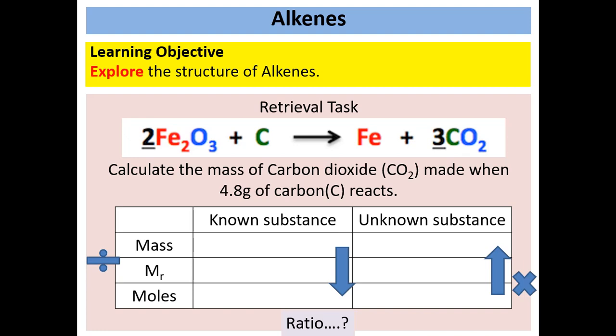So you've got your balanced equation above, and I want you to, using the same method that we used last time, calculate the mass of carbon dioxide, so that's the CO2 on the end, made when 4.8 grams of carbon, so that's the green C, reacts. So if you pause the video, then we'll go through the answers.